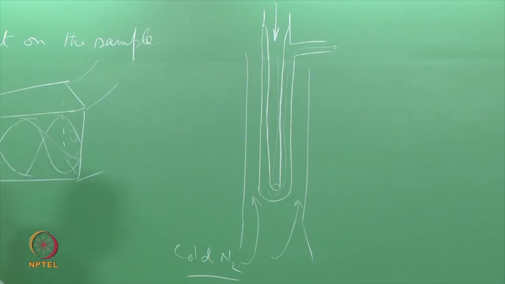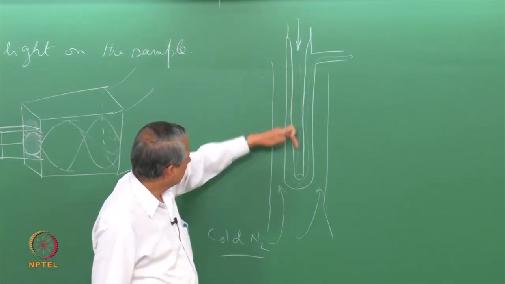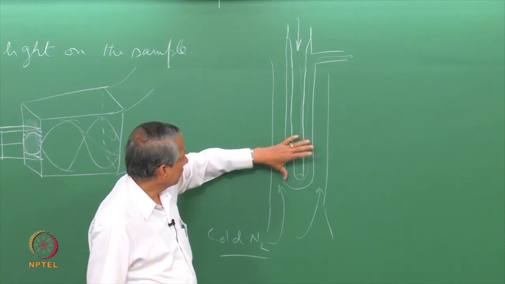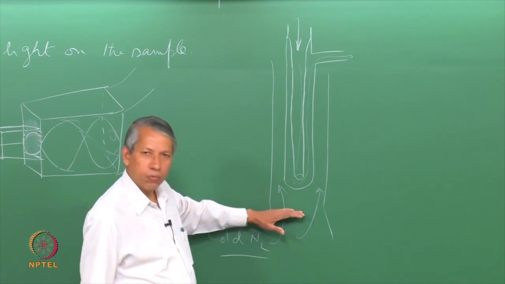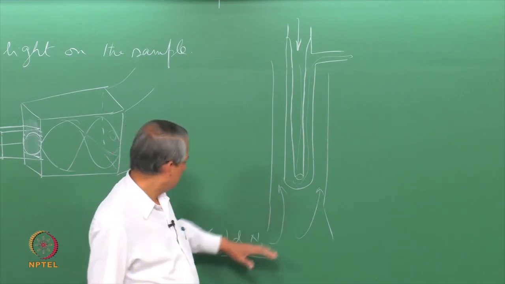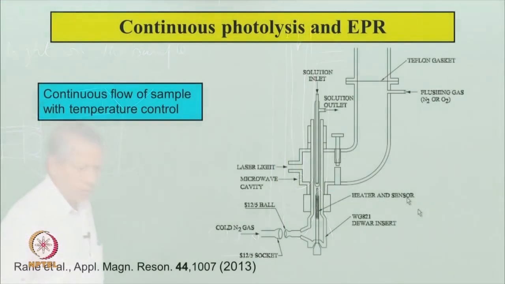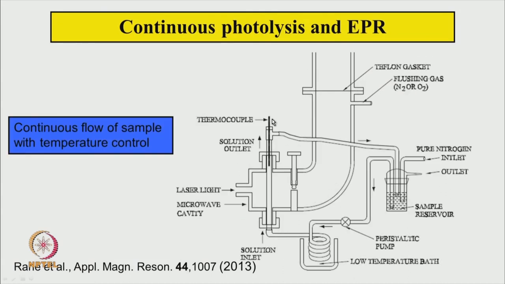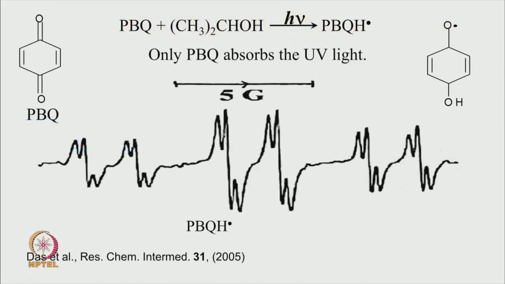So that the sample is cooled by this cold gas here, and if you flow this liquid reasonably slowly, then it will acquire some sort of steady state temperature, which is decided by the flow of this, not liquid nitrogen, cold nitrogen gas. And the temperature is measured by this heater sensor assembly here, and in the previous one the temperature is measured by the thermocouple here.